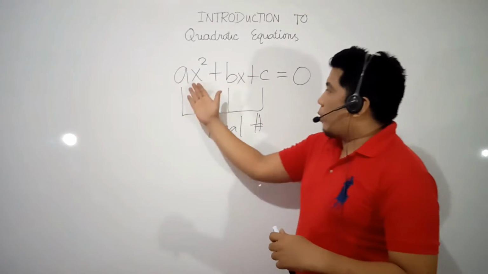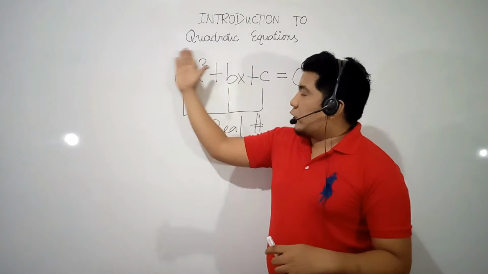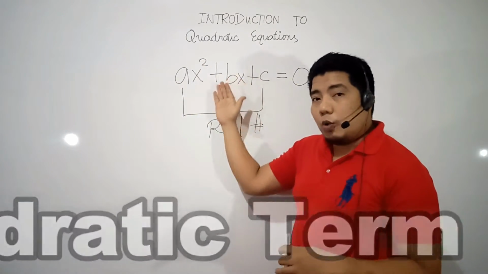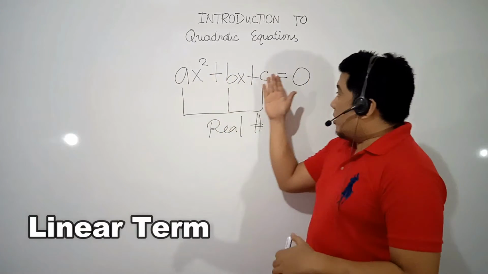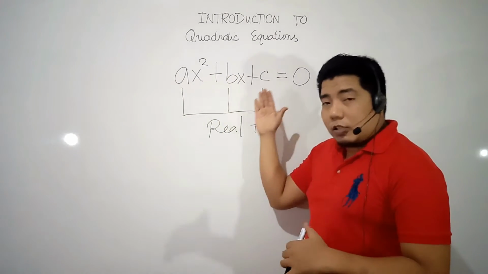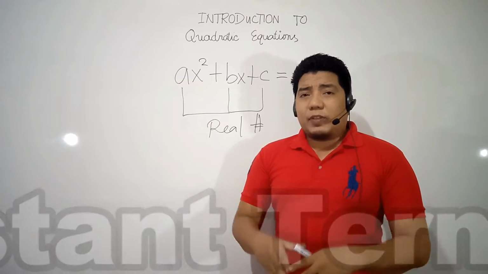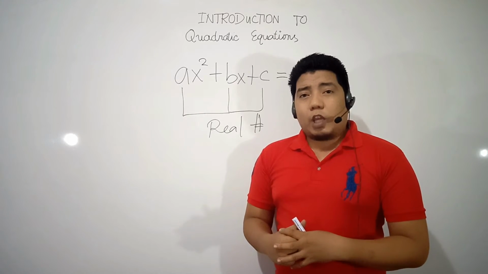The parts of our equation are as follows. This term is known as the quadratic term. The middle term is known as the linear term. And c here as our third term is considered to be the constant term. So, how do we know if the given equation is a quadratic equation?